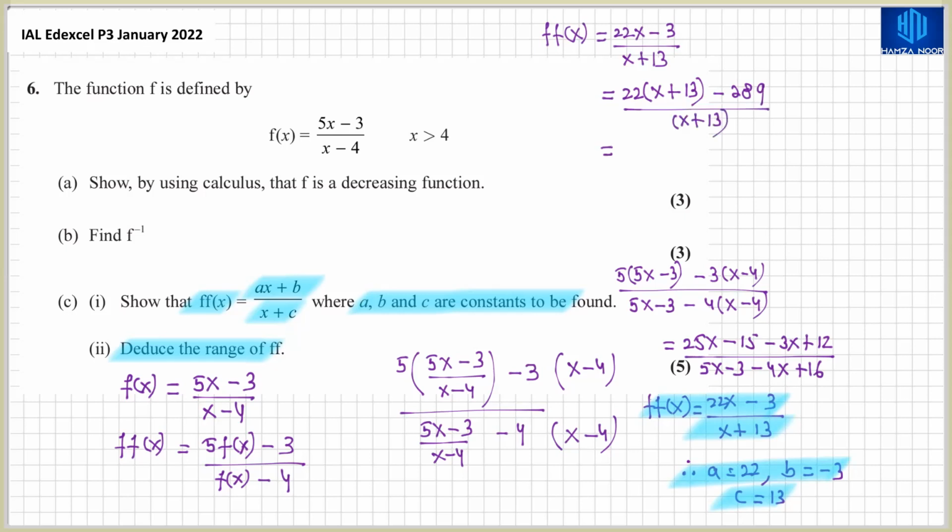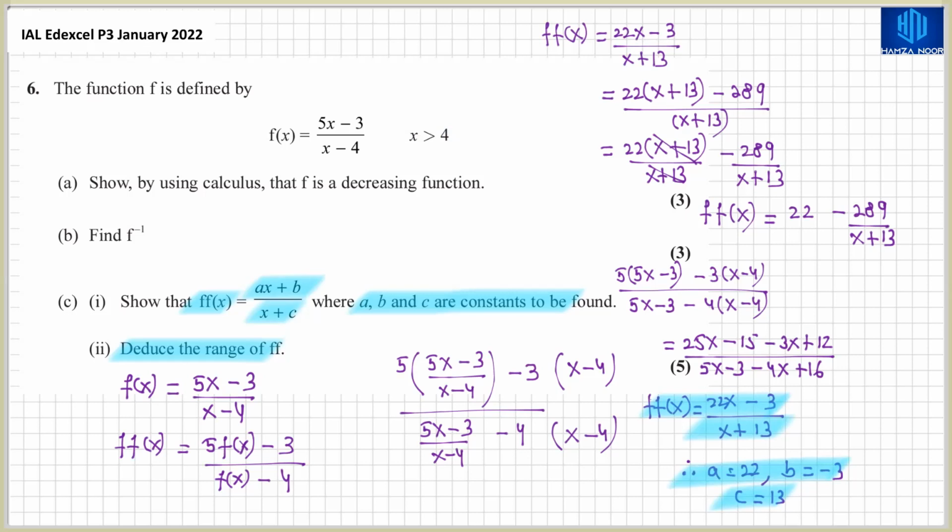Now what you get is 22 times x plus 13 divided by x plus 13, minus 289 divided by x plus 13. You can see that x plus 13 and x plus 13 cancel out. Therefore, f of f x, expressed in a mixed fraction form, is 22 minus 289 divided by x plus 13. So far we have achieved this, and now we can easily sketch the graph for f of f x.